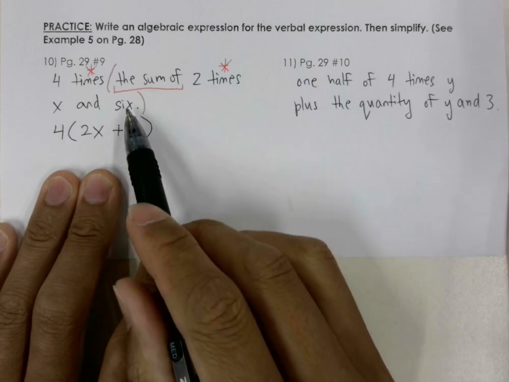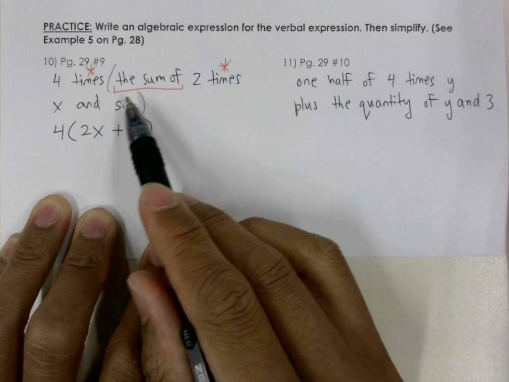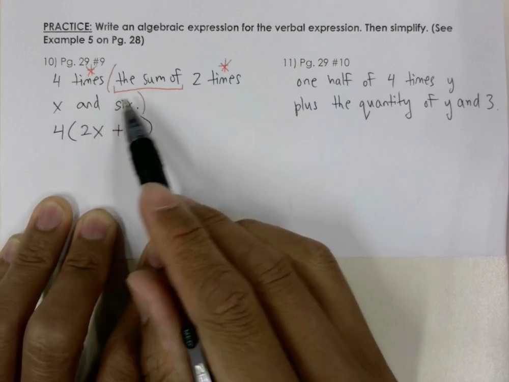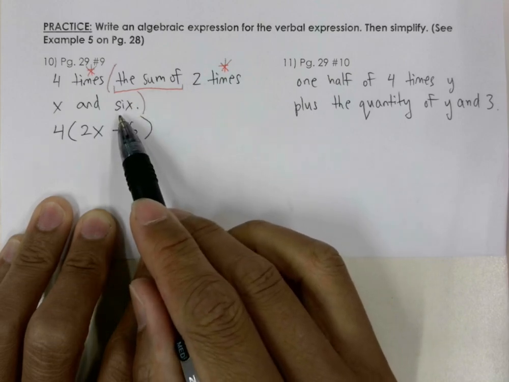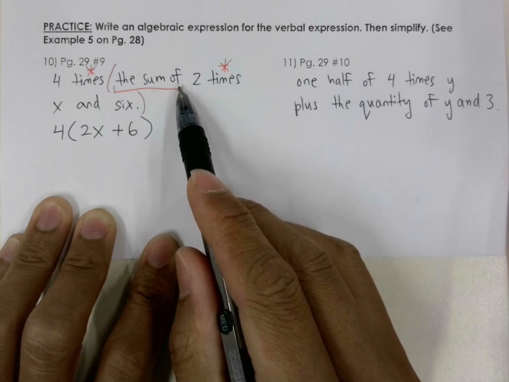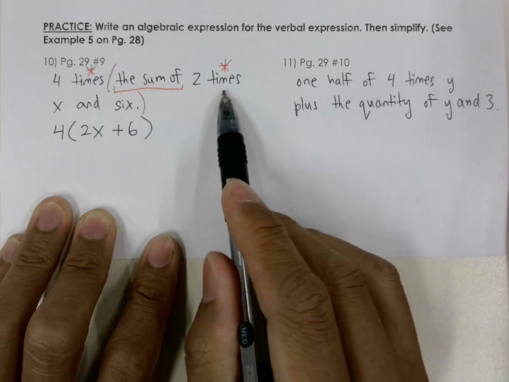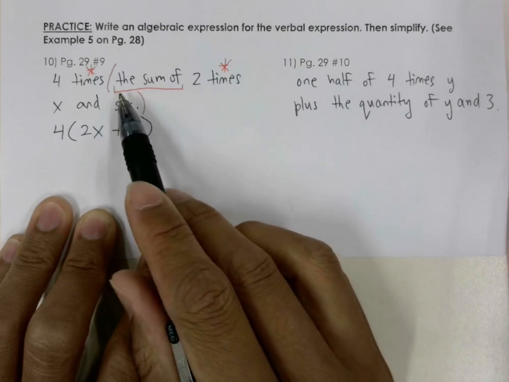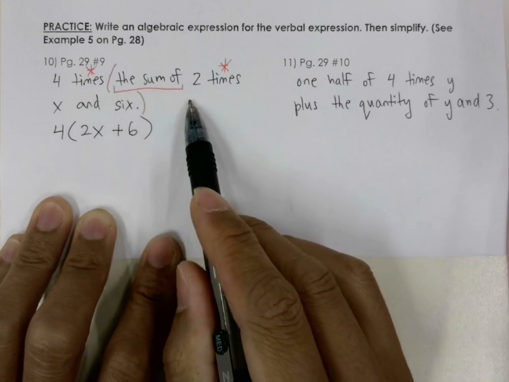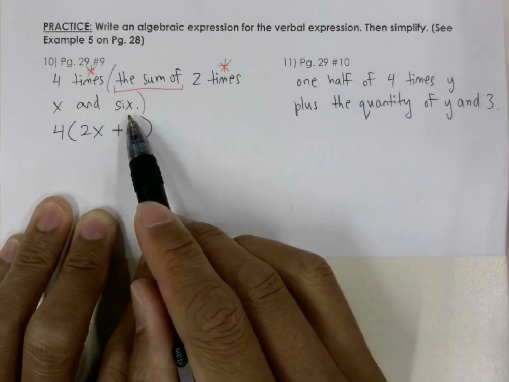It's important to note that when we see the phrase the sum of, it means that this and is an addition, that we are adding this first term and the second term. When this phrase is the quotient of, we are dividing the first term by the second term. When this phrase is the product of, we are multiplying the first term and the second term.